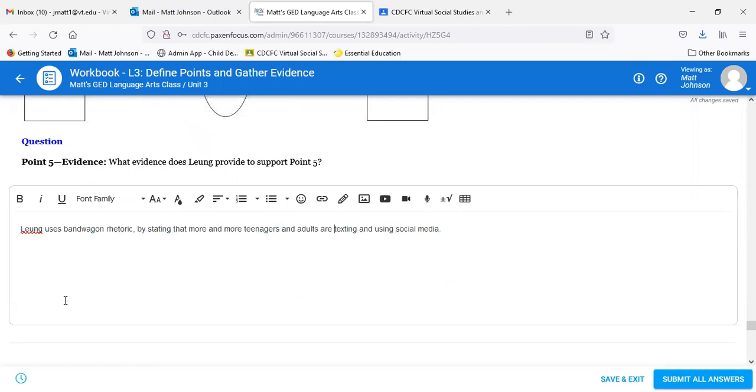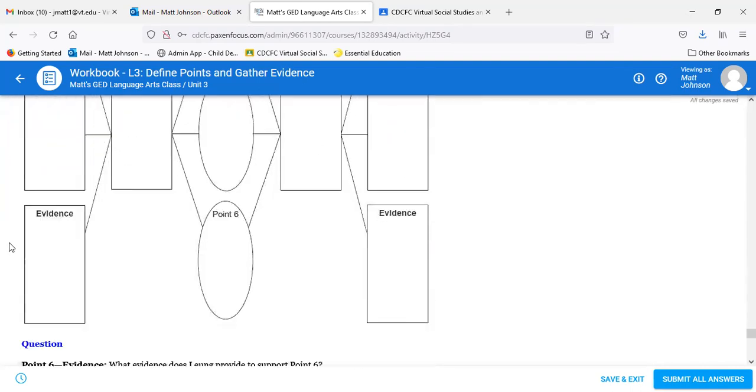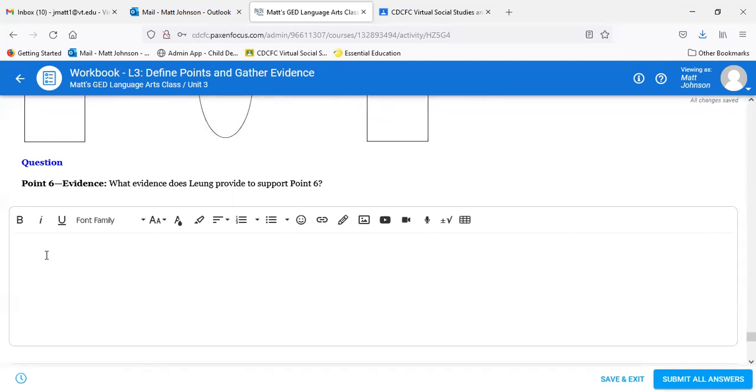So, yeah, Leung uses bandwagon rhetoric by stating that more and more teenagers and adults are texting and using social media. So we have rhetoric techniques being used by both. And that's something you could definitely want to point out in a writing response. And then our last one, right? Advantages. Leung went with advantages. So what do you want to say, Grace? He says it's a fast and convenient way of communicating with others. Texting is a fast and convenient way to communicate with others. And we'll go ahead and say it may improve communication skills, because that was their overall point as well.